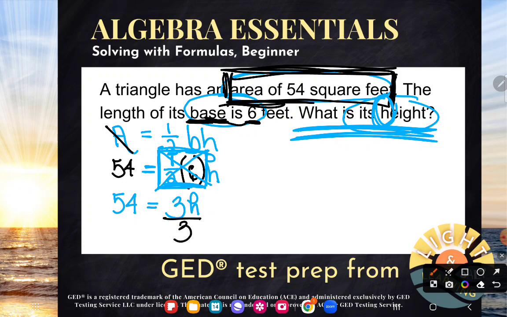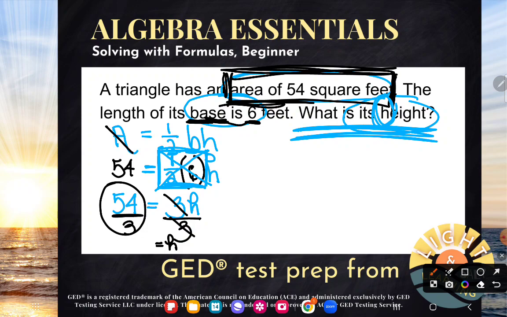Now, I can do whatever I want to an equation, as long as I do it to both sides. So I'll jump across the equal sign, and I will do the exact same thing on the other side. I will divide by 3 there as well. Now, multiplying and dividing by 3 are opposites. They're going to cancel. The only thing left on the right-hand side is that H, and then there's my math to do. 54 divided by 3.